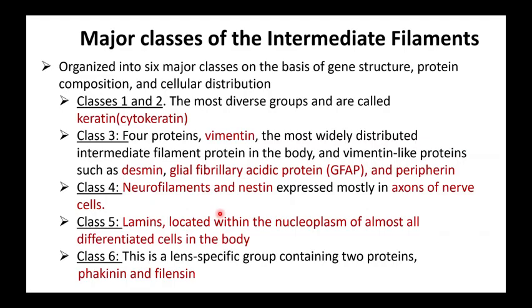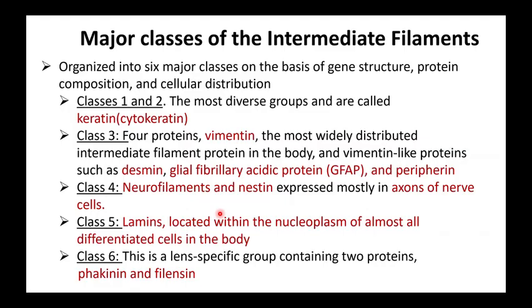Then you see class 3 protein. There are 4 proteins: vimentin, which is the most widely distributed intermediate filament in the body, and vimentin-like proteins like desmin, glial fibrillary acidic protein, GFAP, and peripherin. They are mostly distributed widely, which means they are present in many tissues.